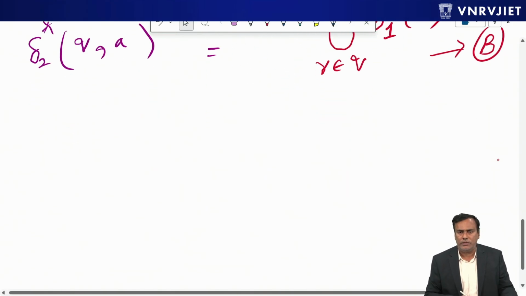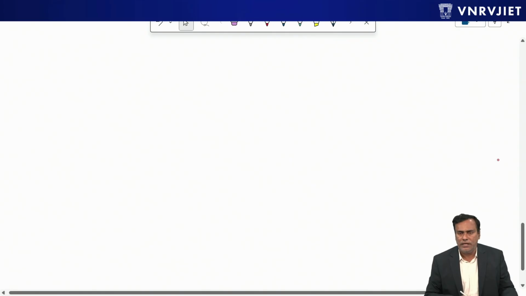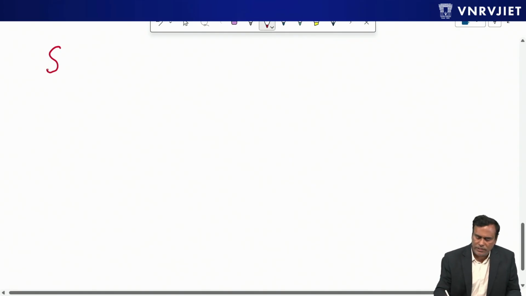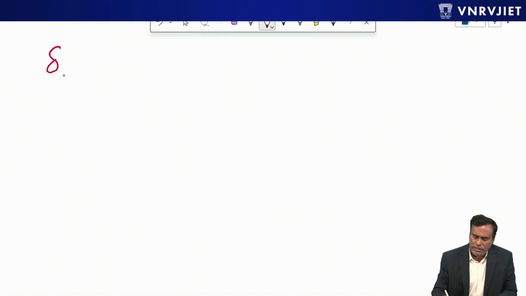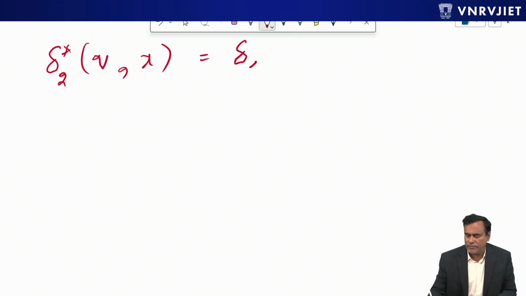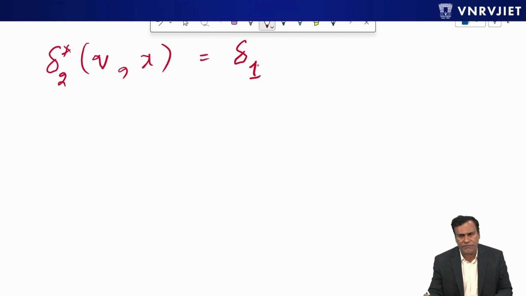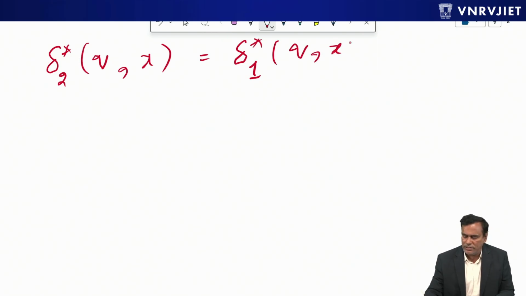So now moving on, first let us prove that delta 2 star of Q X is equal to delta 1 star of Q X. You know delta 2 is the transition function of the DFA, and delta 1 is the transition function of the NFA. This is what I have to prove if they both accept the same language.